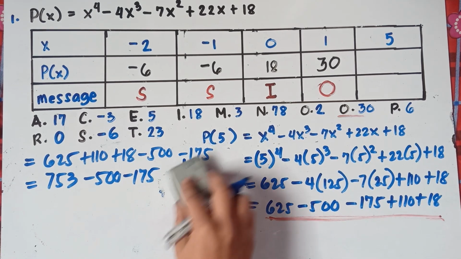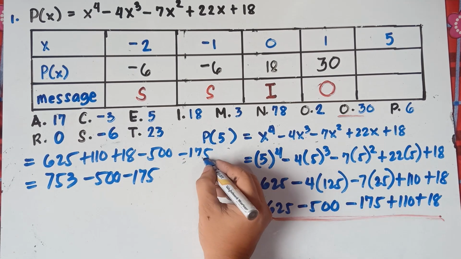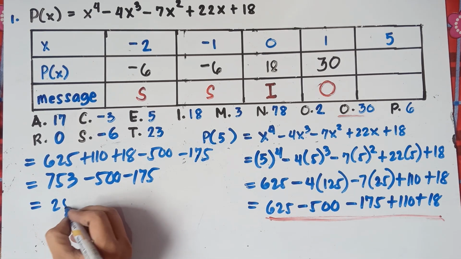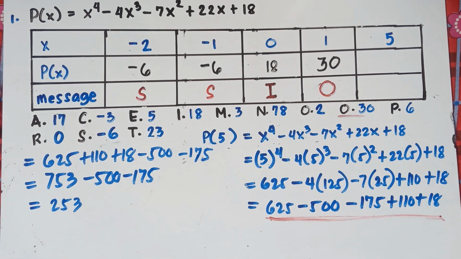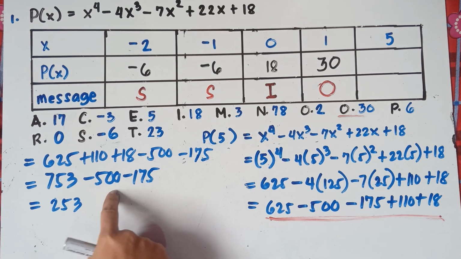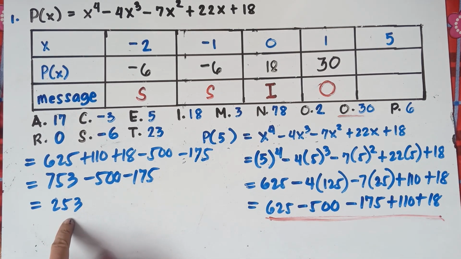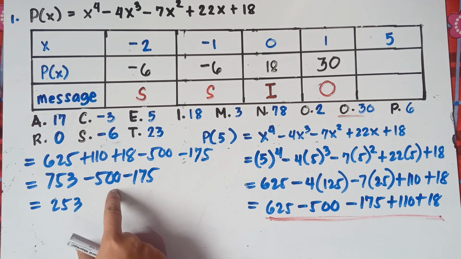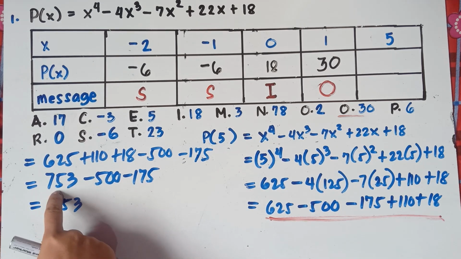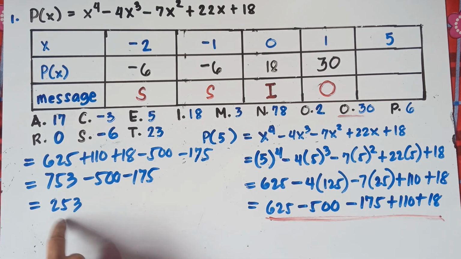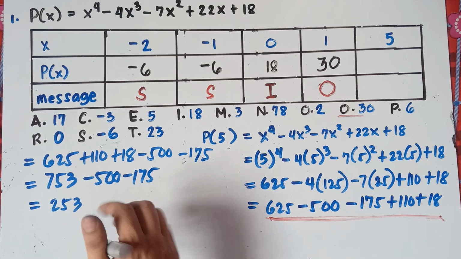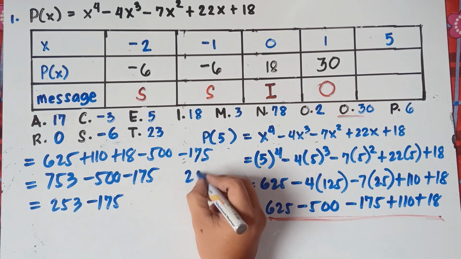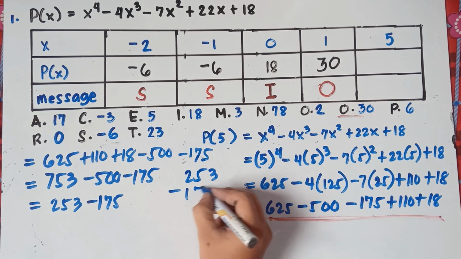Alright, so 753 minus 500, that would be 253, right? Because 753 minus 500, that's 253. So we can actually subtract that one, class, manually or mentally. 753 minus 500, you still have 253. Then minus 175. So 253 minus 175.